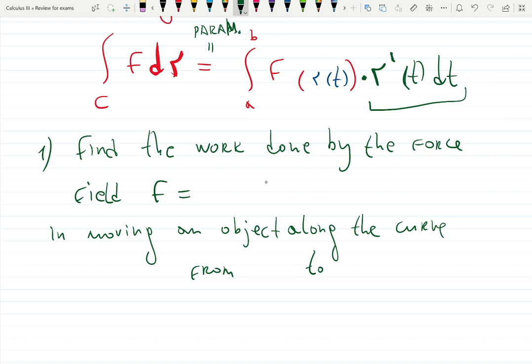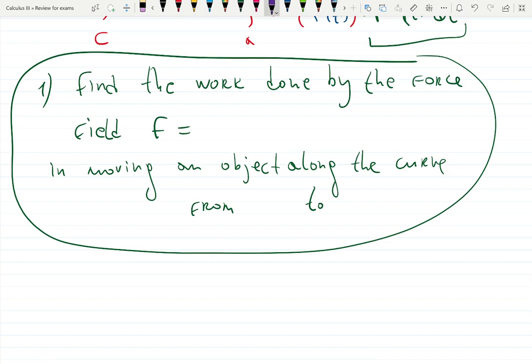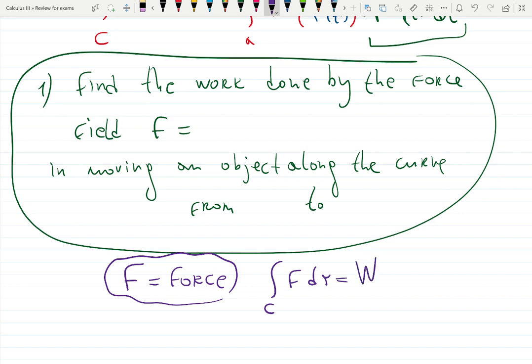So, how to find these problems? I will fill in the gaps right now. For that, you need to know the formula that F is your force. And then the line integral of F dr is the work done by the wind F when you are running on C. You are the particle moving. So that is the idea here.